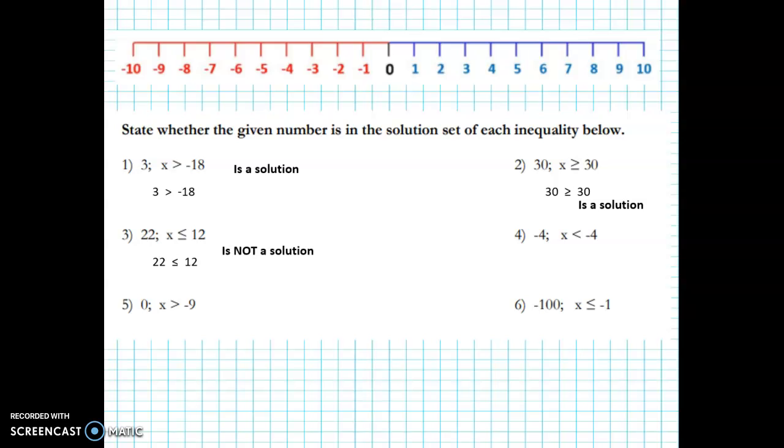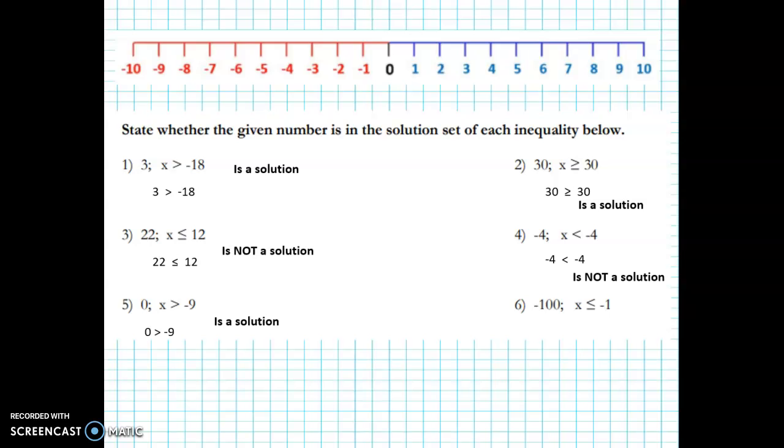Is negative 8 less than negative 8? No, it is not. They are equal to each other, so this is not a solution. Is 0 greater than negative 9? Yes, 0 is greater than negative 9, so this is a solution.